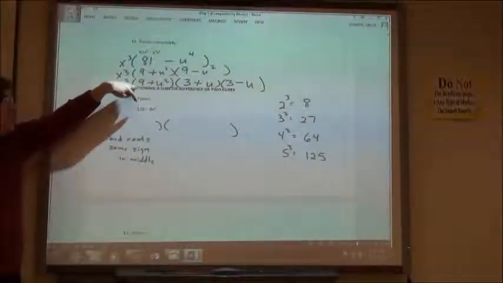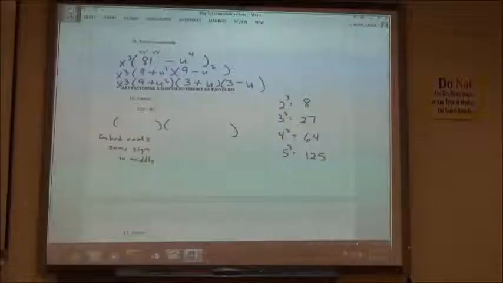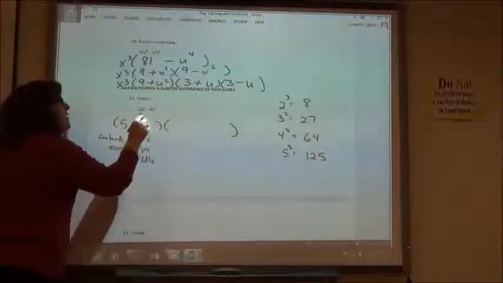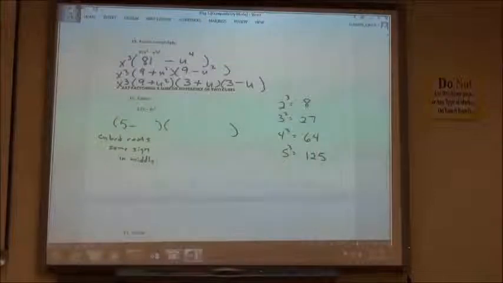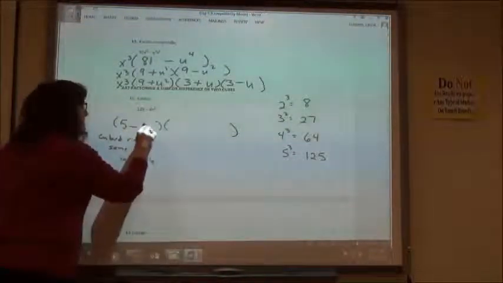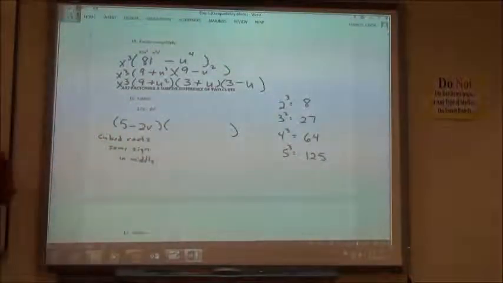So the cube root of 125 is 5, because 5 times 5 times 5 was 125. Same sign in the middle, so I'm going to have a minus sign. The cube root of 8v cubed is going to be 2v. If I took a 2v times a 2v times a 2v, I get 8v cubed.